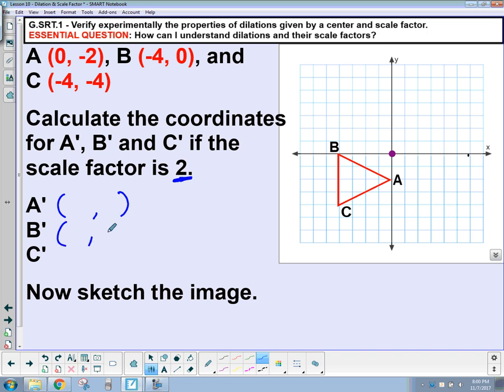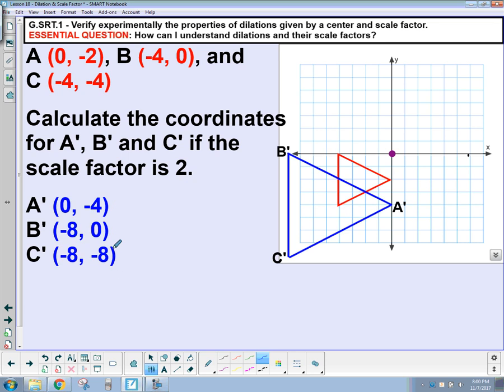2 times 0 is 0. 2 times -2 is -4. And 2 times -4 is -8. 0 again. And those would be -8, -8. Let's check our work. Skadoosh. It went off the graph a little bit, but hey, I got the right answers, because all you have to do is multiply when the center of dilation is at the origin. And again, notice, these lines are parallel to the image. I'll put little 2 arrows so we can distinguish. That's an important feature to remember.